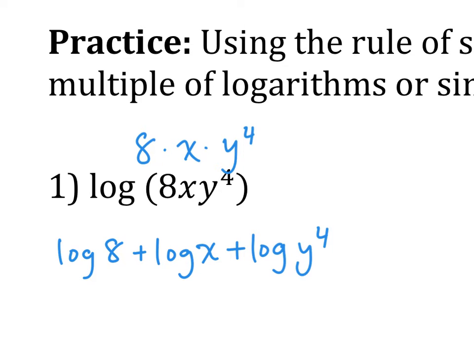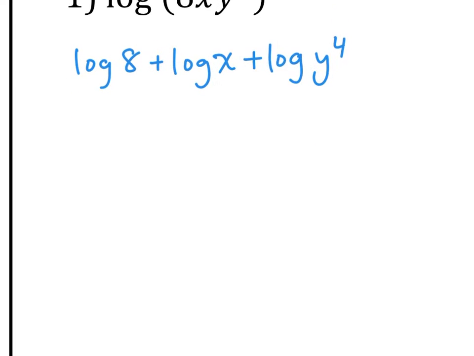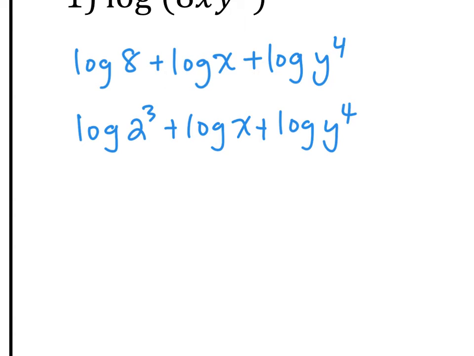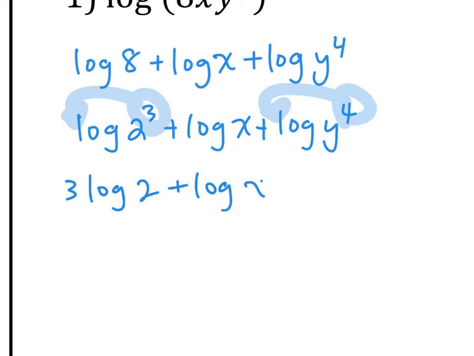Now the question is, can we expand it some more? Yes, well, you kind of have to see different things. So for example, 8 is really the same as saying 2 to the third. So then I could do some other stuff with that. One of the log rules says you can take exponents and put them at the front of the log. So log 2 to the third is the same as 3 log 2. And then this one is 4 log y.